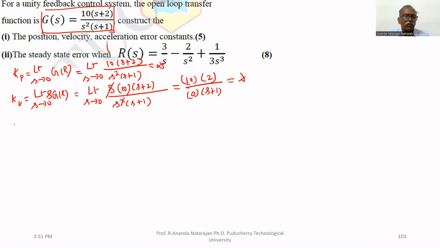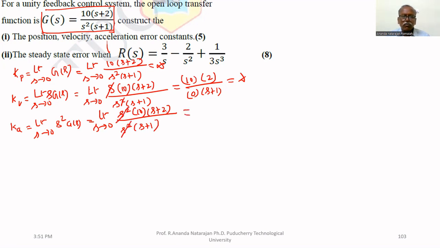Now, Ka, the acceleration error constant, equal to limit S tends to 0, S square G of S. That is equal to limit S tends to 0, S square into 10 S plus 2 upon S square into S plus 1. S square getting cancelled. Therefore, if you put S equal to 0, you will get 20. Kp is infinity, Kv is infinity, Ka is 20. Now we have to find the steady state error for the given R of S.